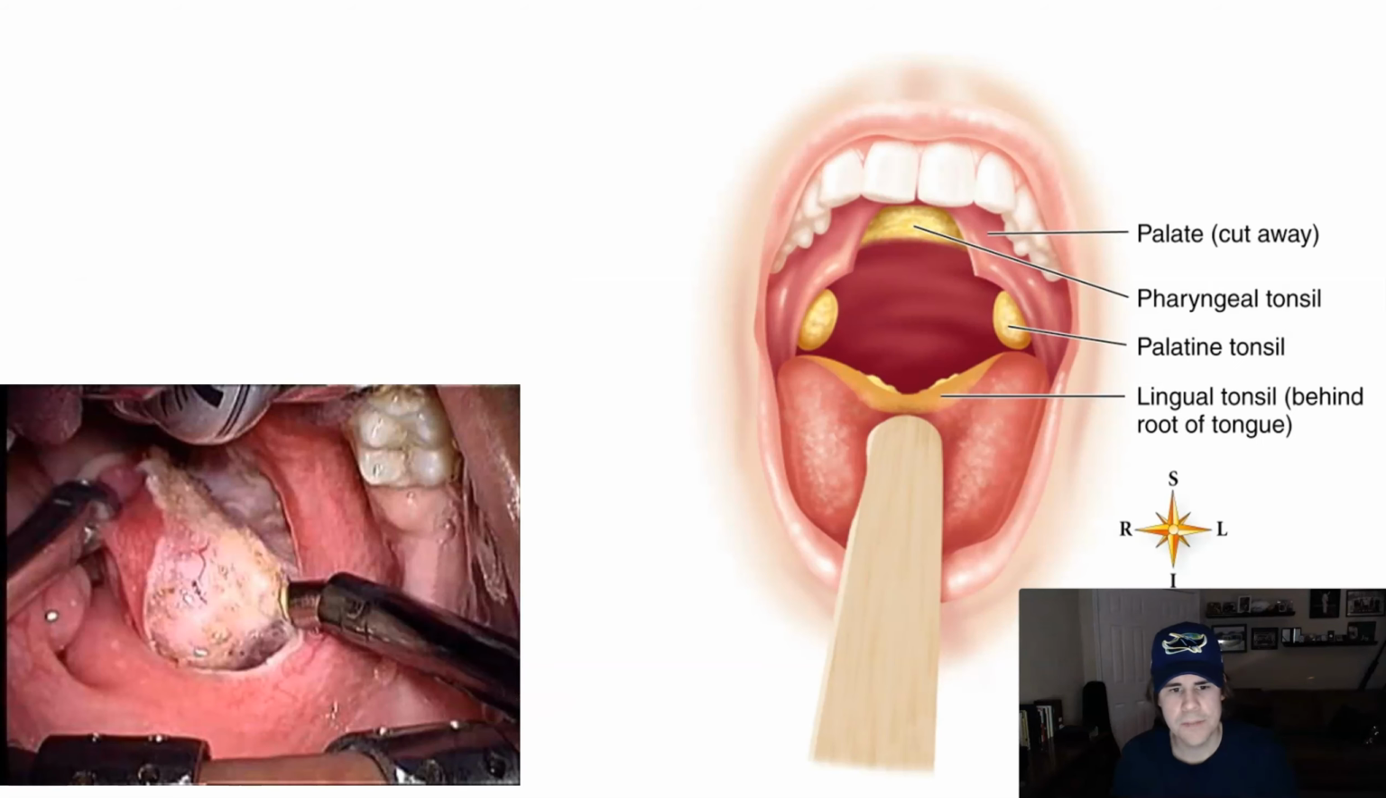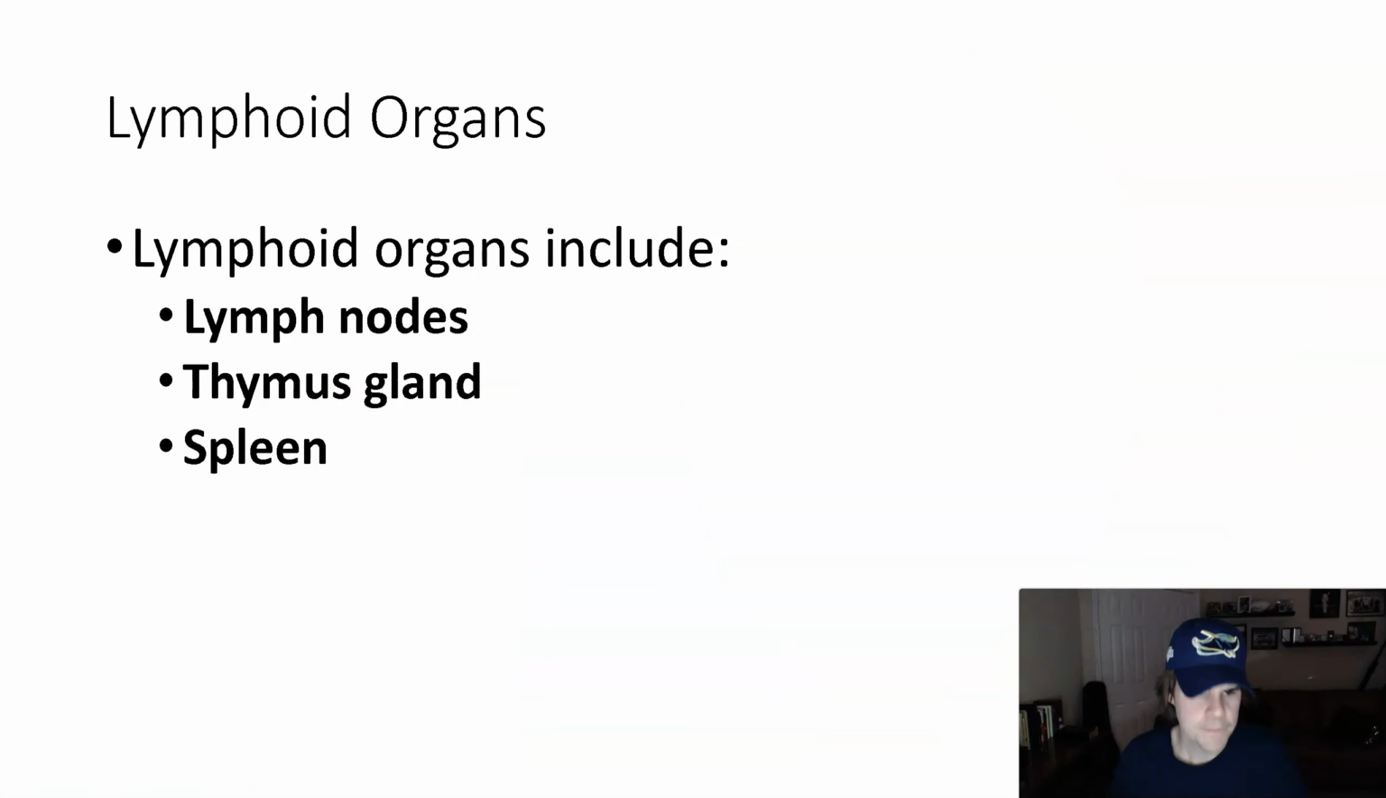So here's a picture of a tonsil being removed, sorry. I'll put a link in the description about a tonsil removal surgery if you want to see it. Some of you may, some of you may not. But here are the tonsils. Again, the palate's been cut away so you can see where the pharyngeal tonsil is. Palatine tonsil, sometimes they'll look in your throat and see if they're swollen or not. And then the lingual tonsil is behind the root of the tongue.